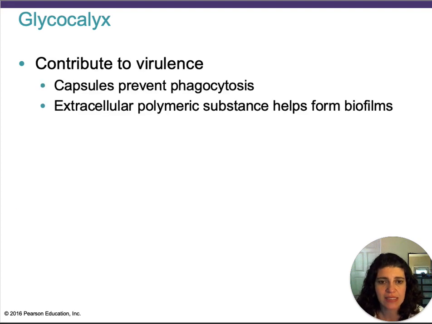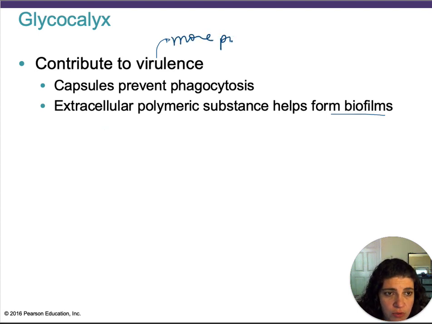So this second slide tells you that biofilms are made of slime layer, so they also are factors that contribute to virulence. Let's define virulence here. What's virulence? It's what makes a bacterium more pathogenic. So a virulent bacteria is a bacteria that is more prone to cause disease.